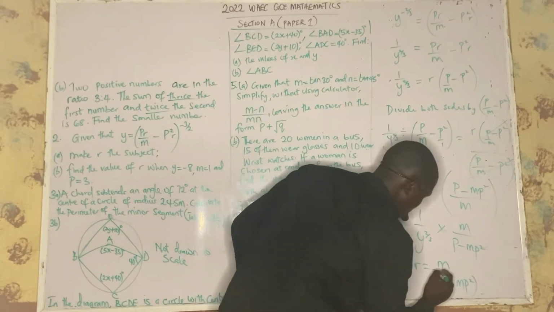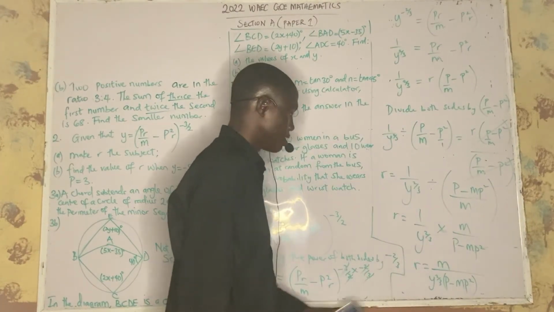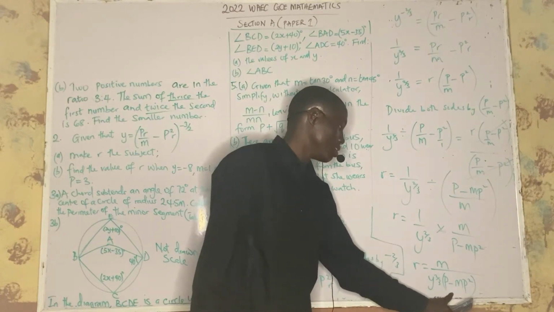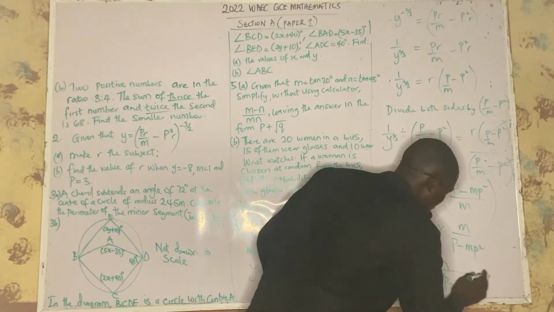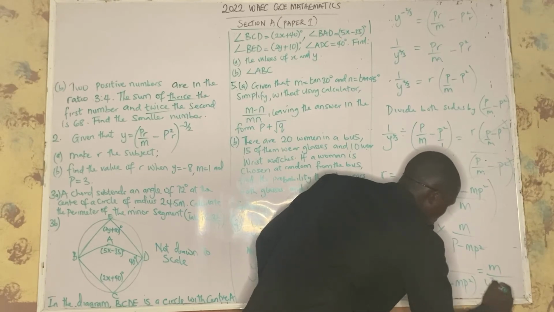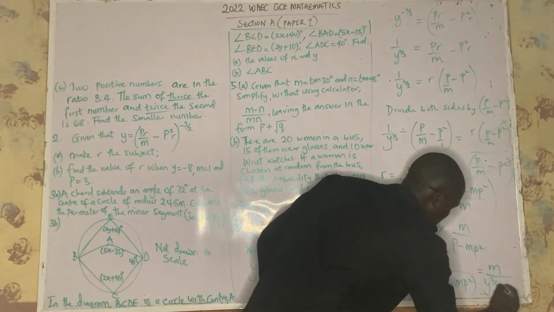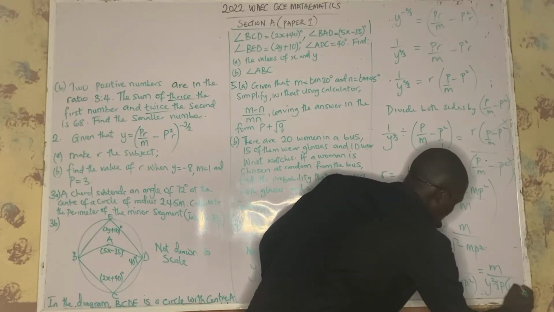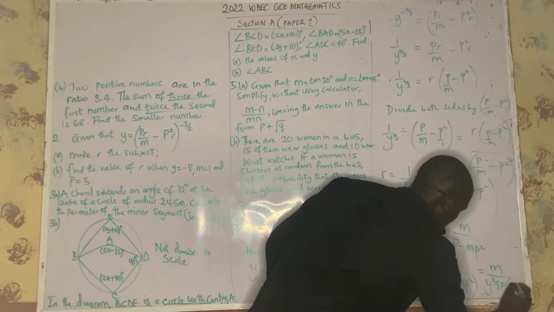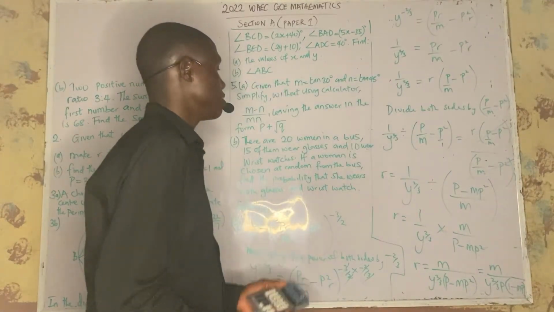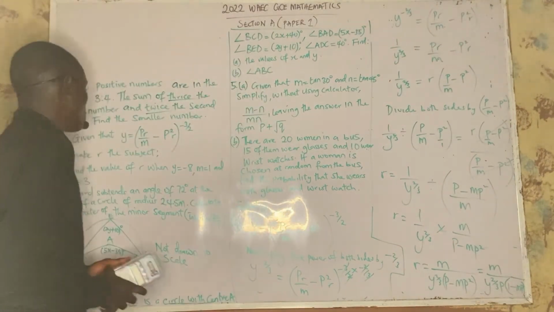And draw this line very well, this division. So that's that. Now we can decide to factorize p out here. So r is equal to m all over y raised to power 2 over 3, p in the bracket, 1 minus np. So this is the final answer. So that's that about making r subject of the formula.